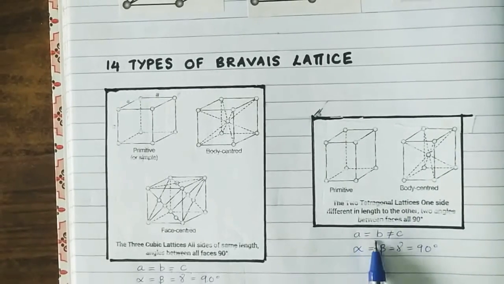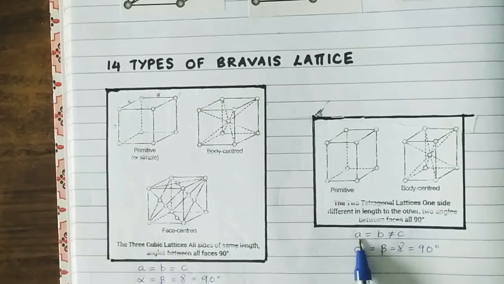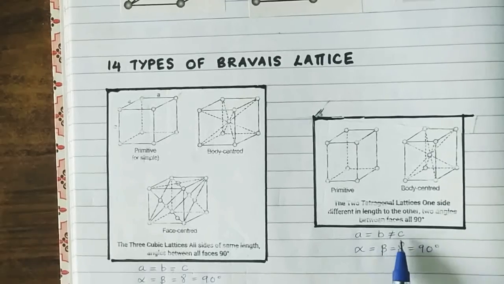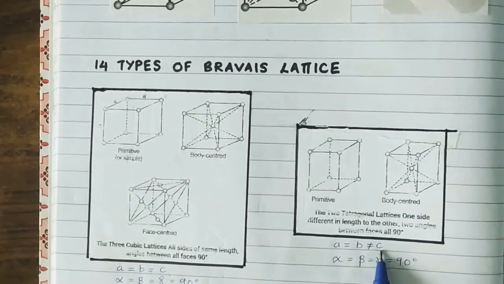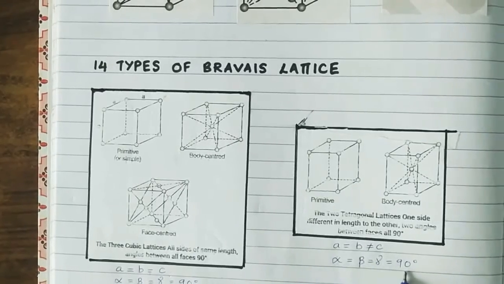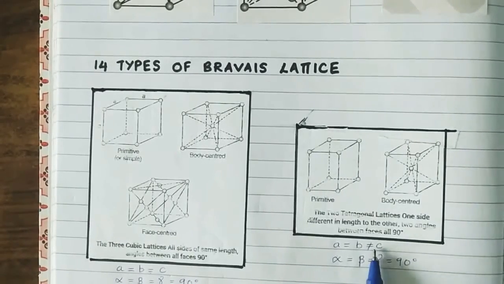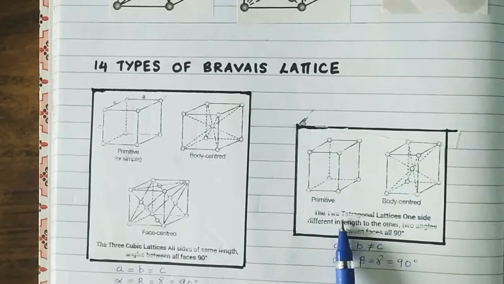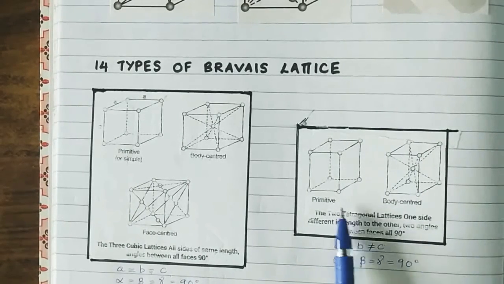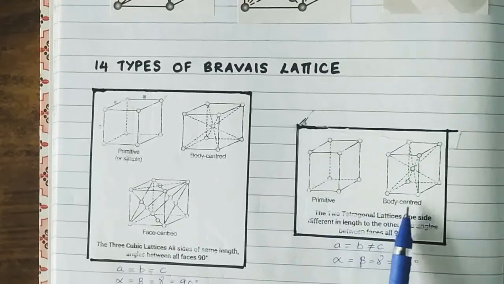In this one, two sides are equal, that is A will be equal to B, but the length of C is different, and the angles are the same. Angles are 90 degrees, but one side is different. In this, two different possibilities are seen.